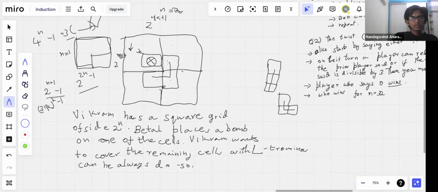I've mentioned that it's a square grid of size 2 to the power n. It's fine even if it's odd or anything, because we're only worried about, I guess slightly to note, n greater than or equal to 1.